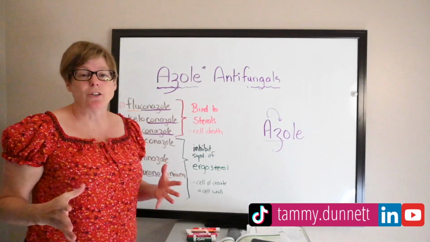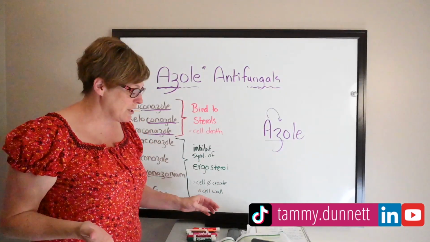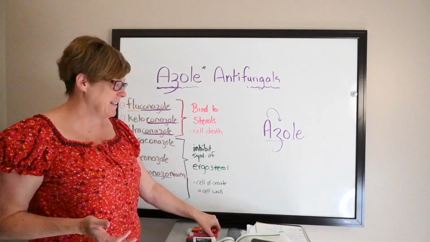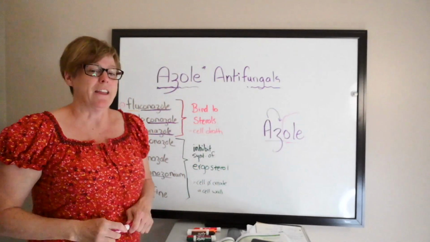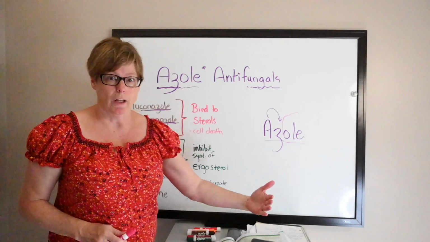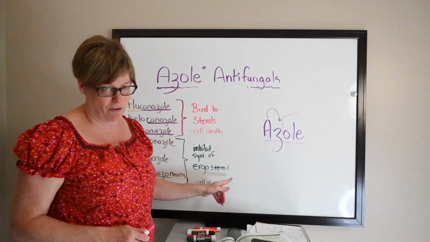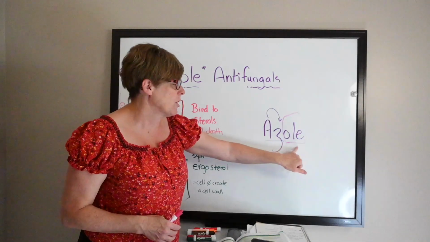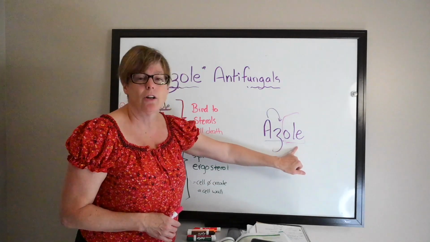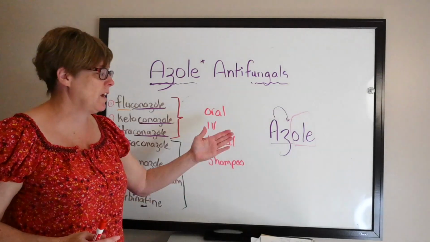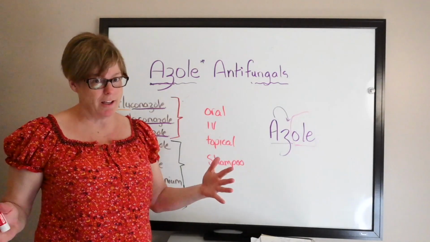Now, as always, we need to know, how do these drugs work? Well, there's another clue inside our word, OLE. That is the ending of the word ergosterol. They work by binding to the sterols, or to the ergosterol, to cause cell death. Using our A to Z theme again, it's a wide range.